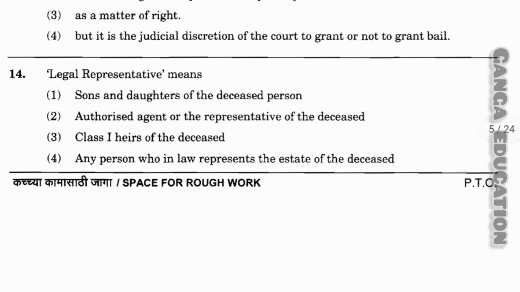Now question number 14. Legal representative means option number 1, sons and daughters of the deceased person. Option number 2, authorized agent or the representative of the deceased. Option number 3, class 1 heirs of the deceased. Option number 4, any person who in law represents the estate of the deceased. And the correct answer is option number 4, any person who in law represents the estate of the deceased.